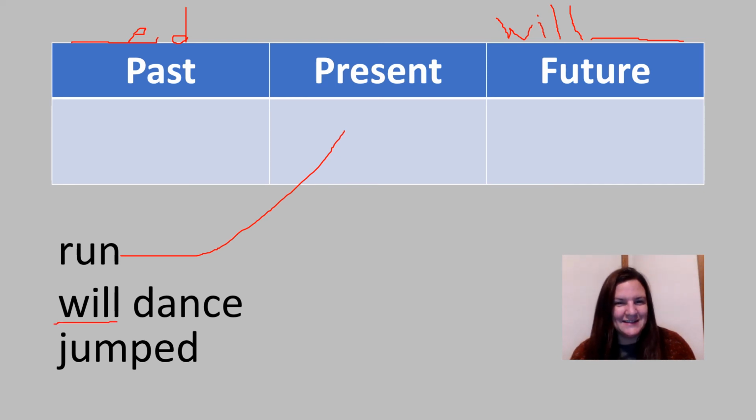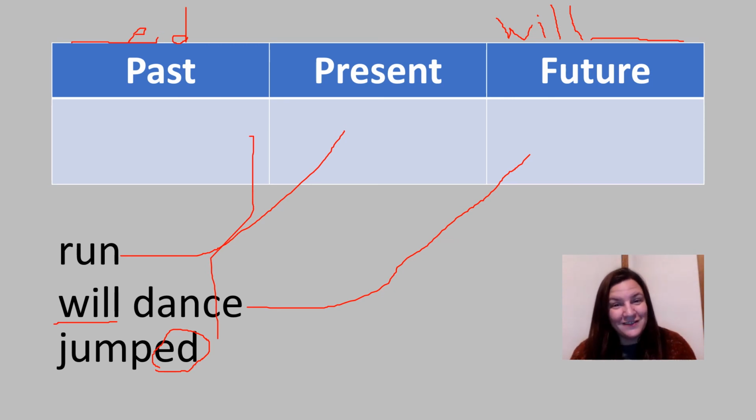Will dance. Where does that one go? Oh, I see the word will. It's going to be a future tense verb. And jumped. What do you see in jumped that might help us know? I see that ed. So that means jumped is a past tense verb.